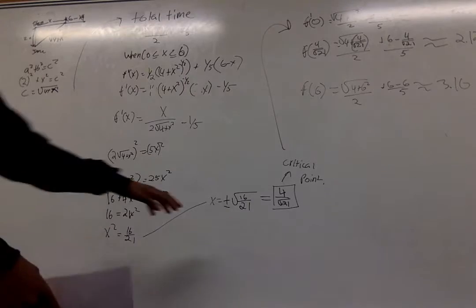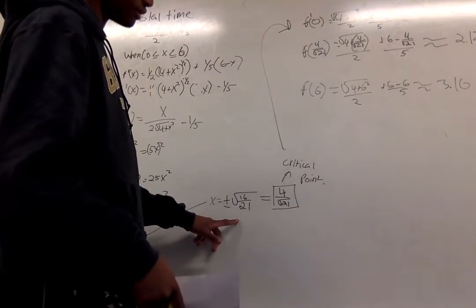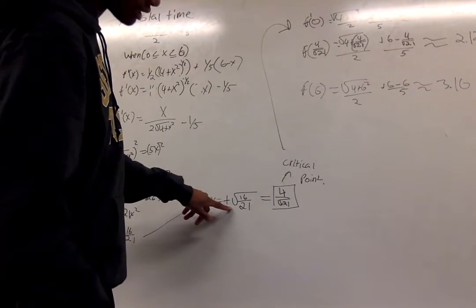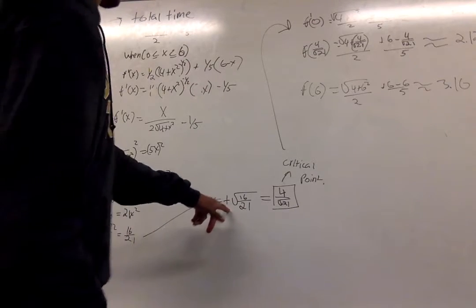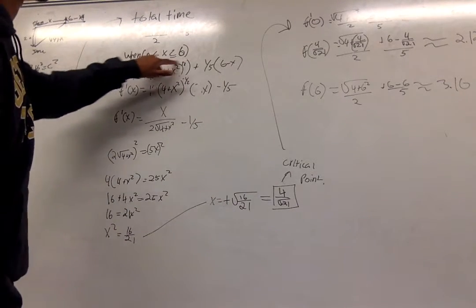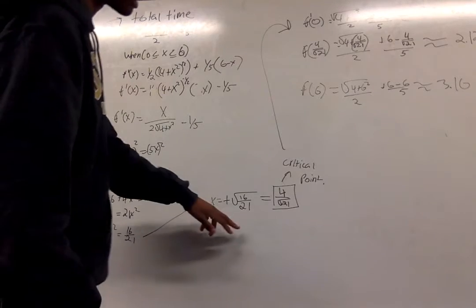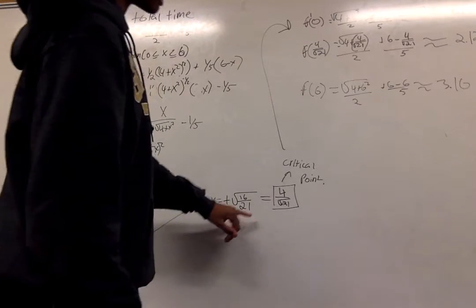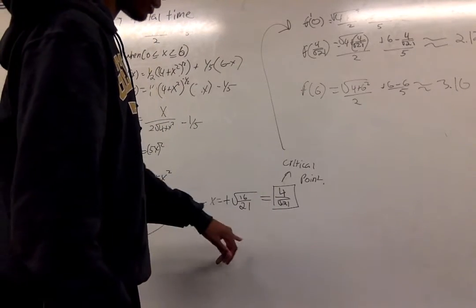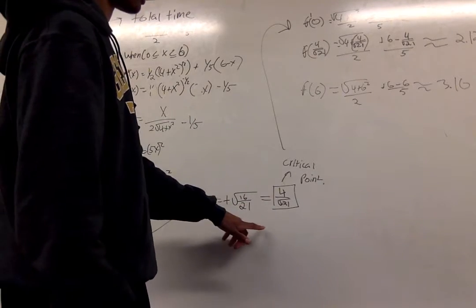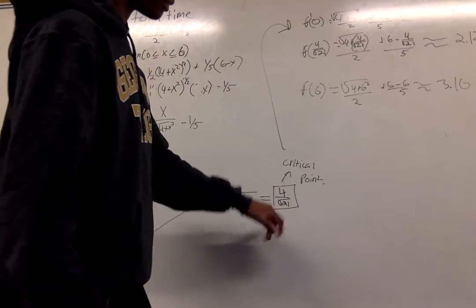So x equals plus or minus the square root of 16 over 21. And we're going to use the plus because the minus is not within this range right here, so we can't use it. We can also simplify this down to 4 over the square root of 21. So we can use positive 4 over the square root of 21, and this is our critical point.